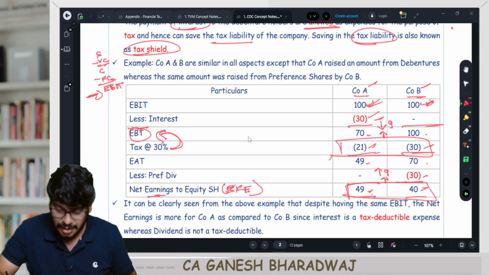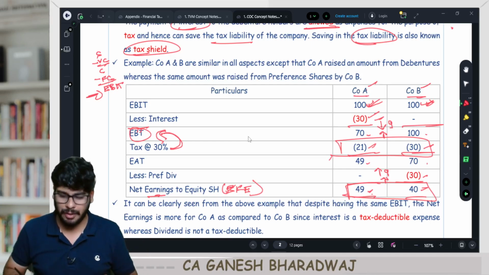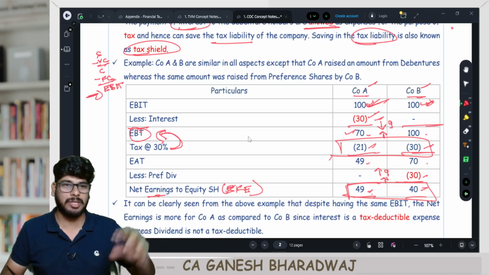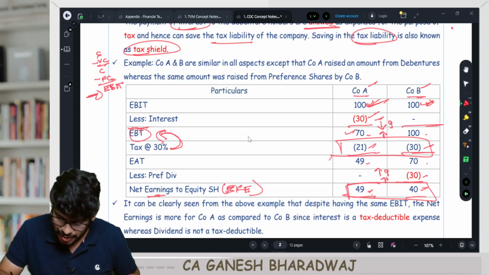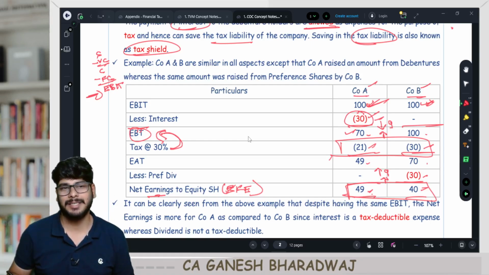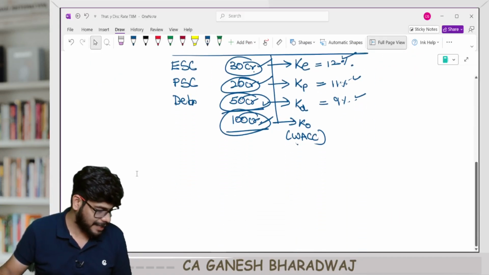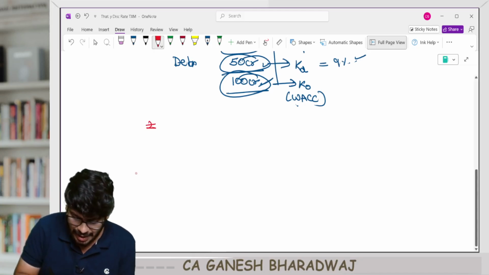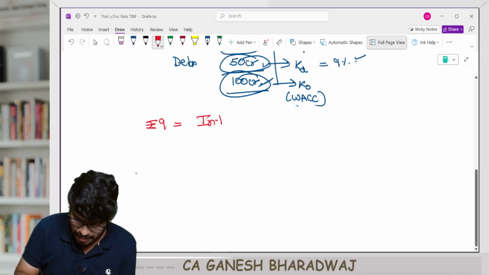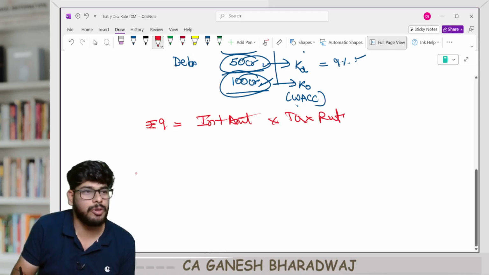So this 30 rupees was allowed as a deduction, correct? Or to put it in other words, out of 100, the tax amount was computed only on 70. Or can I say that on this 30 rupees, no tax was paid? So to put it short, the 9 rupees the company has saved is nothing but the interest amount into the tax rate.